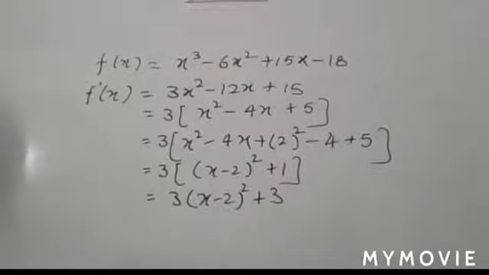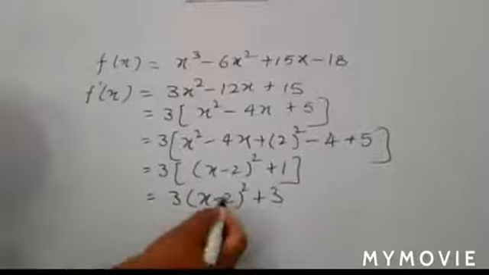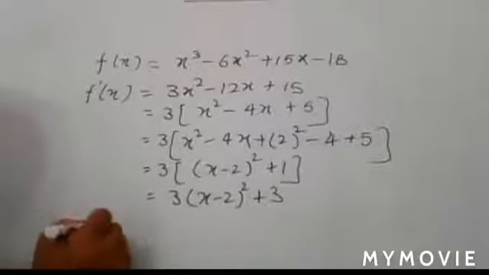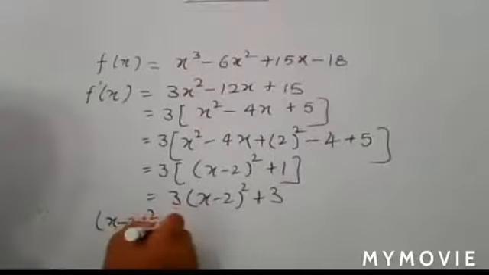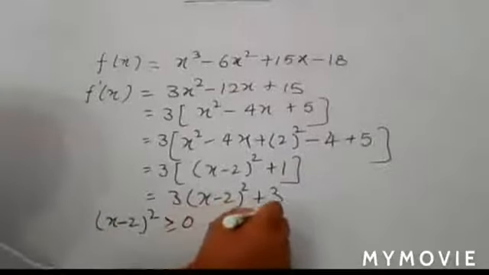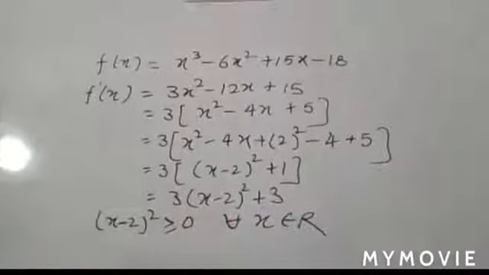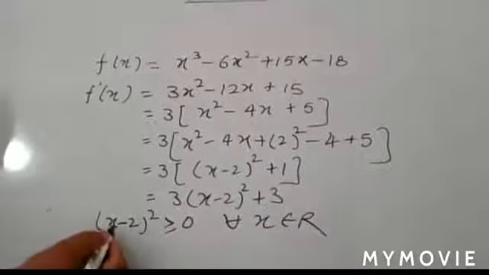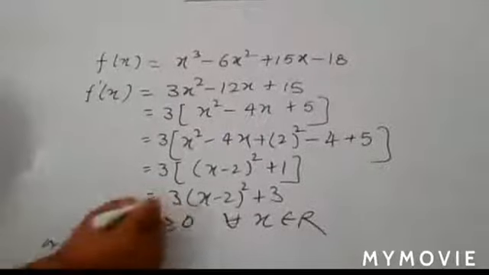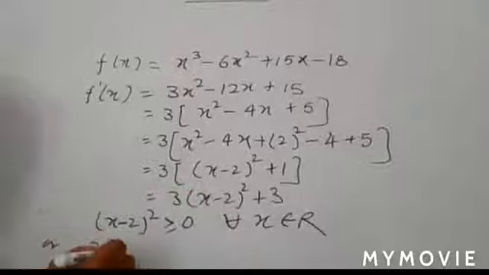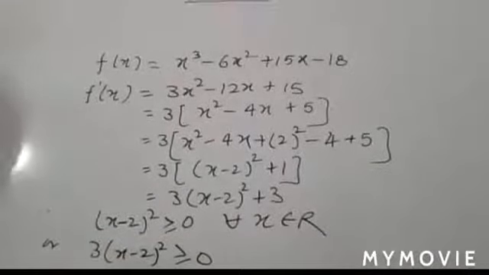Understand? Now what you do? Here you have your perfect square. So (x minus 2) whole square is greater than or equal to 0 for all x belongs to R. You know that. That complete quantity is greater than or equal to 0. If you put 2 here, that becomes 0 also. So if you multiply by 3, then 3 into (x minus 2) whole square is also greater than or equal to 0. No problem.